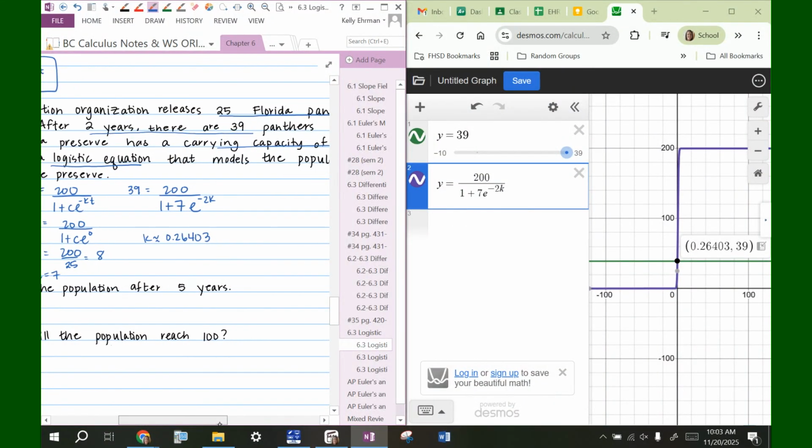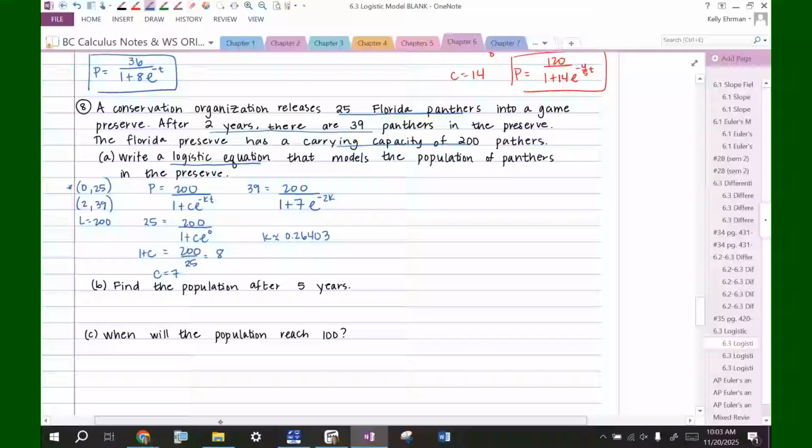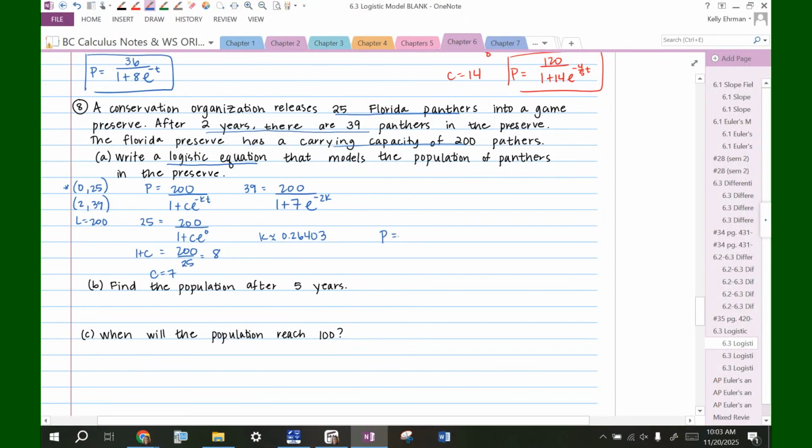Okay, so that's k. And this was just write the formula. So P is equal to 200 over 1 plus 7e to the negative k, which is this whole decimal, times t. Now, I understand that this is a rounded version of k, but we just don't want to round what they're giving me from the calculator, basically.